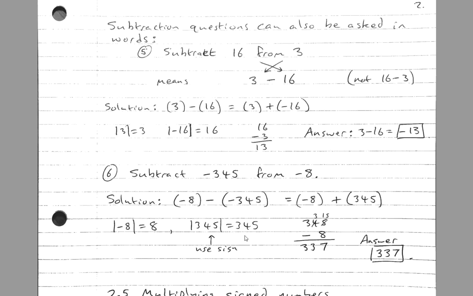Okay, one last one. A bigger number here. Subtract negative 345 from negative 8. Okay, yeah, we have to be a bit careful here. Like before, we're starting with negative 8. And here's the subtraction. We're told to subtract this number. So we're subtracting a negative. We're not subtracting 345, we're subtracting negative 345.